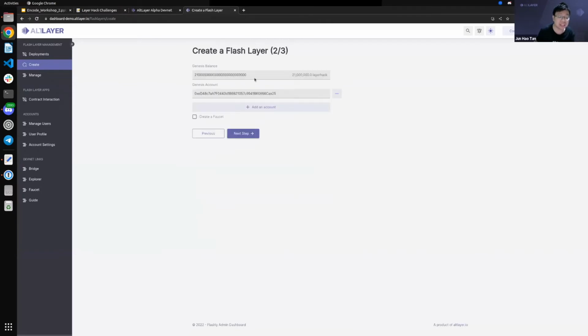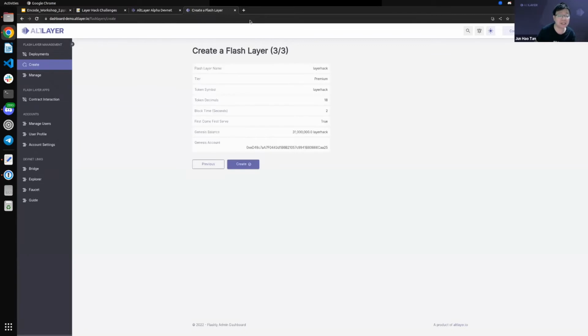Then you can click next. After that, you can start configuring your settings. For example, this is where you configure the native token. Let's say you don't want it to be 21 million because you want it to be higher than the Bitcoin supply. Then let's make it 31 million. And the Genesis account is the account where you get all the tokens. After that, you can configure this confirmation page and start creating it.